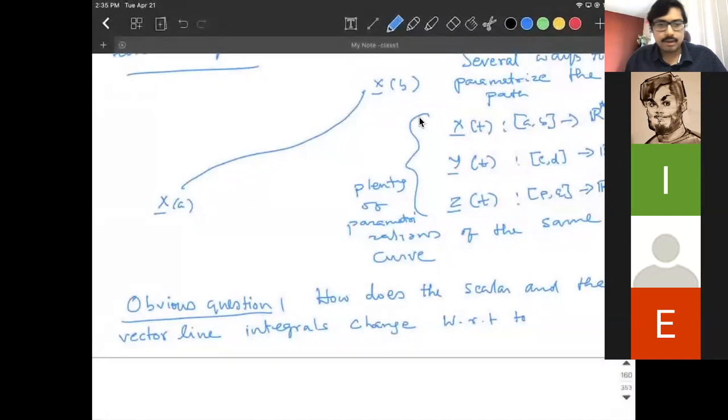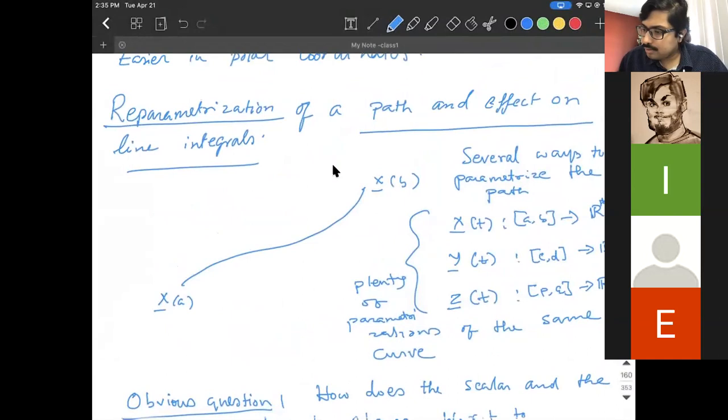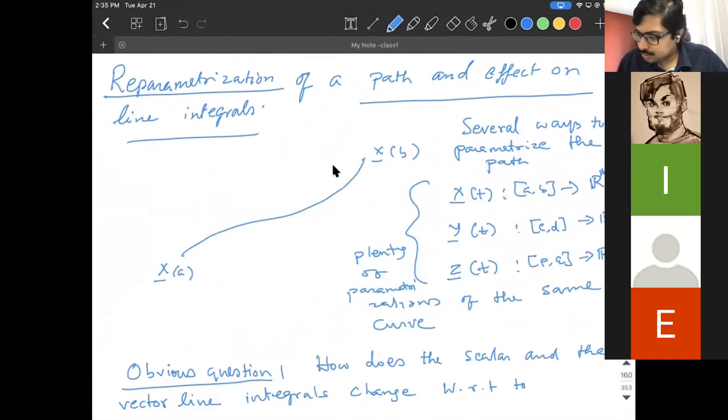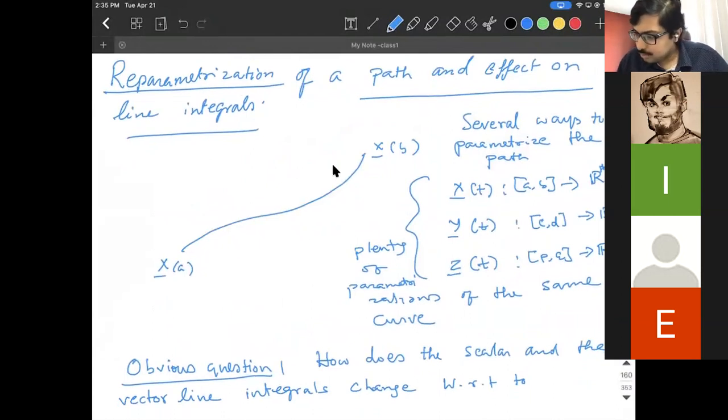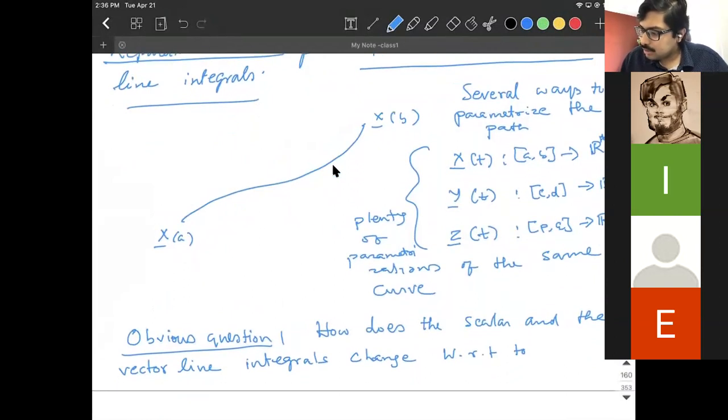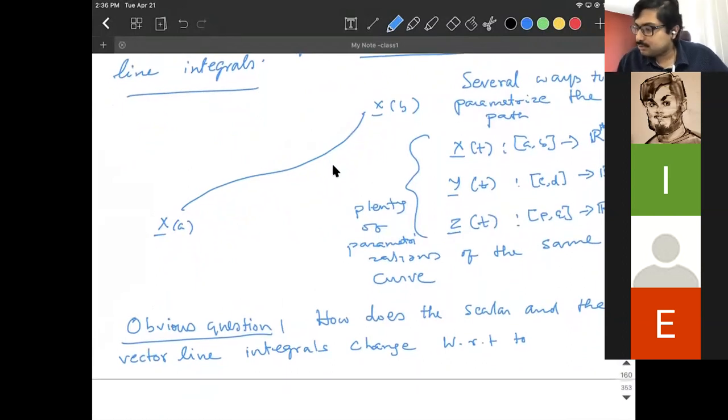Okay, good. Back to the whiteboard. So this is the obvious question: how do the scalar and the vector line integrals change? So we are doing the following: reparameterization of a path and its effect on line integrals. Just to cover the part I haven't recorded. There are several ways to parameterize the path, and we want to know how the scalar and the vector line integrals change with respect to different parameterizations.